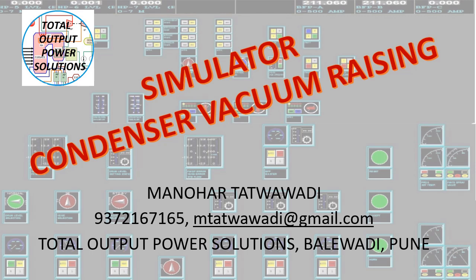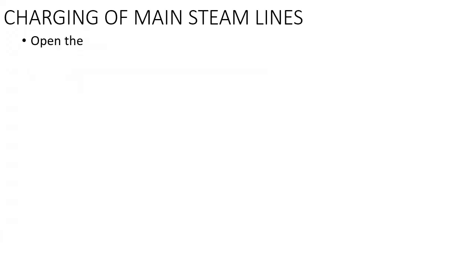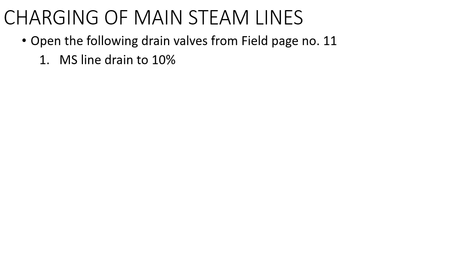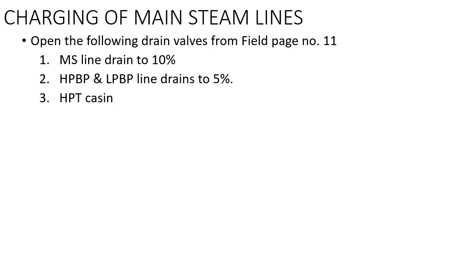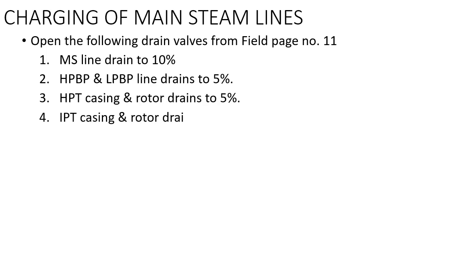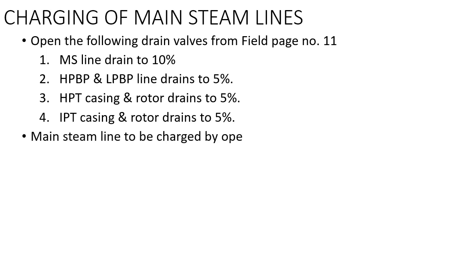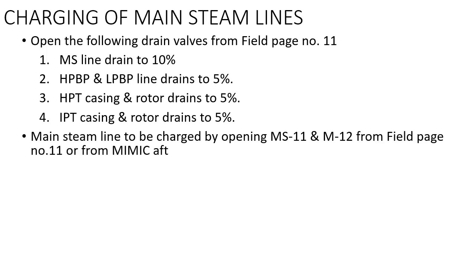So, first of all, for doing the simulator operations, we must charge the main stream lines, and main stream lines will be charged only after opening the drains. So MS line drains we have to open to 10%, HPBP, HP bypass and LP bypass drains to 5%. Similarly, HPT and IPT casing and rotor heating drains to 5%. The mainstream line will be charged by opening MS 11 and 12 from field page number 11 or mimic.